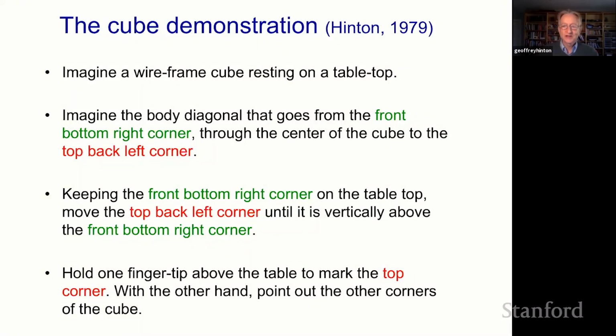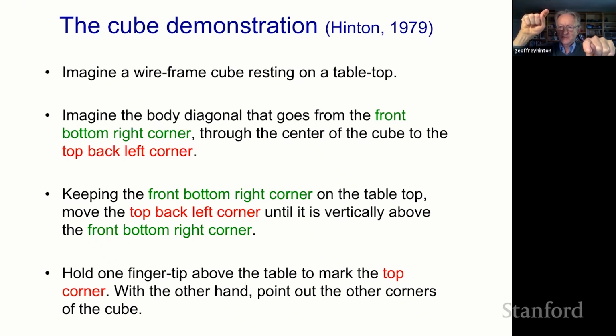So I want you to imagine on the tabletop in front of you, there's a wireframe cube, and it's in the standard orientation for a cube. It's resting on the tabletop. And from your point of view, there's a front bottom right-hand corner and a top back left-hand corner. The front bottom right-hand corner is resting on the tabletop, along with the four other corners. And the top back left-hand corner is at the other end of a diagonal that goes through the center of the cube. Okay, so far so good.